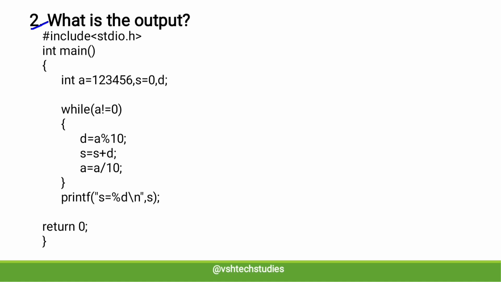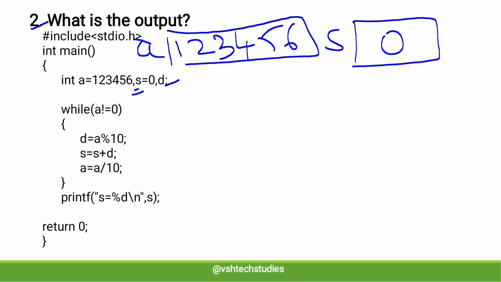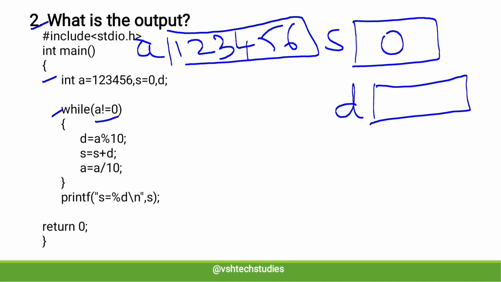So in the second question, here we have a declaration. A memory location is initialized with 1, 2, 3, 4, 5, 6. Then one more memory location, S, is initialized with 0. The third memory location is D. Okay. So after this declaration we have a while loop statement. The condition here is A not equal to 0. That condition has to be checked.